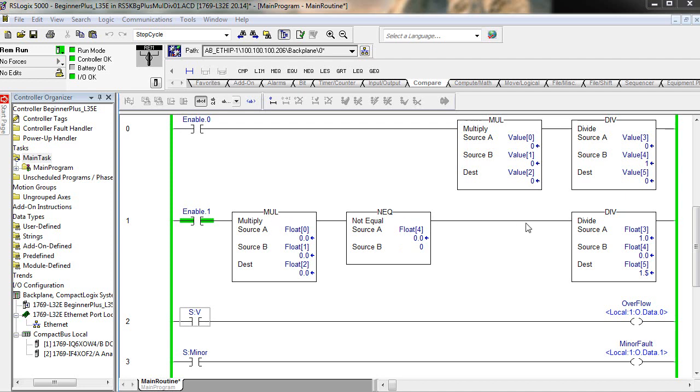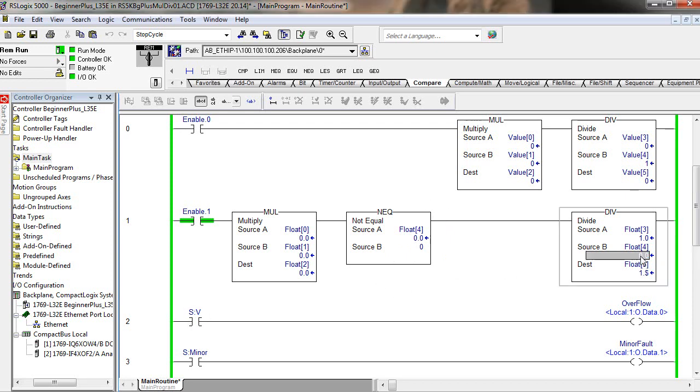This new rung, or the edited rung, now controls the destiny, so to speak, of the overflow and the minor fault. Rung 0 up here is not being executed. Enable 0.0 is not true. It's off in memory, therefore this is false. But this is true, so it multiplies 0 times 0, which is 0. But F4, this value right here, is 0, for that reason this is false, not true.